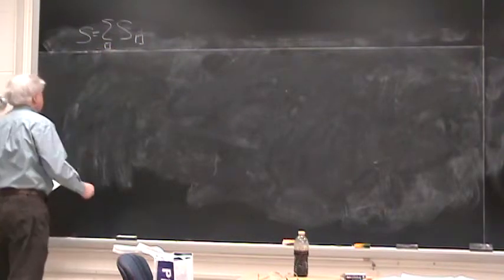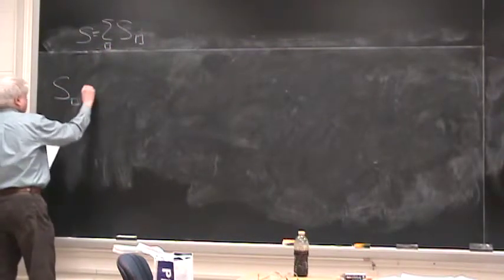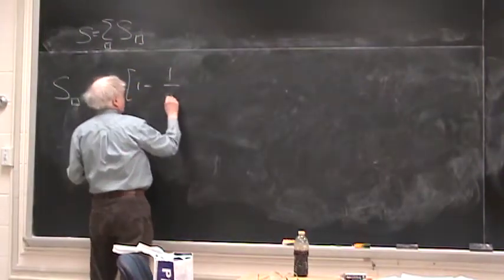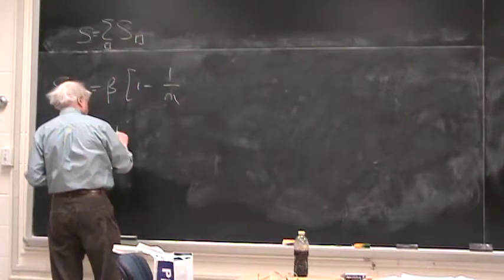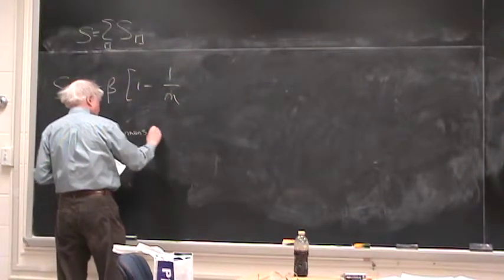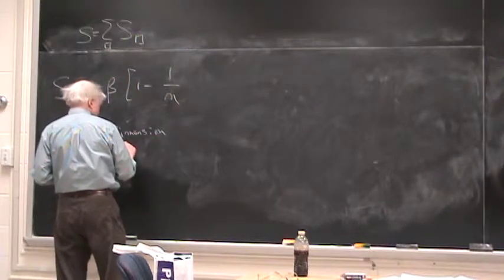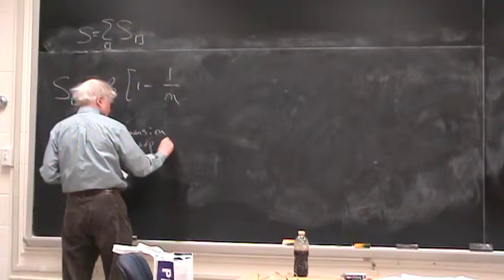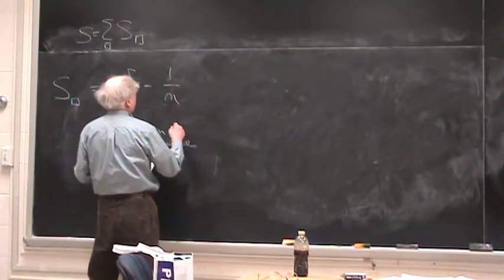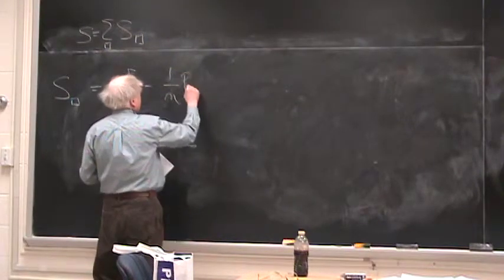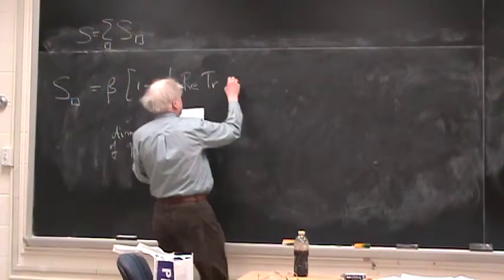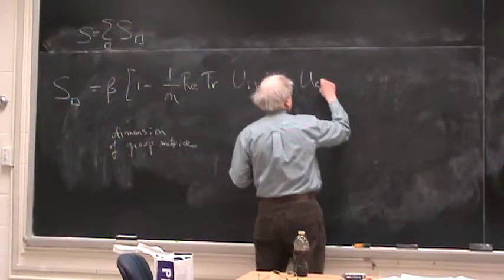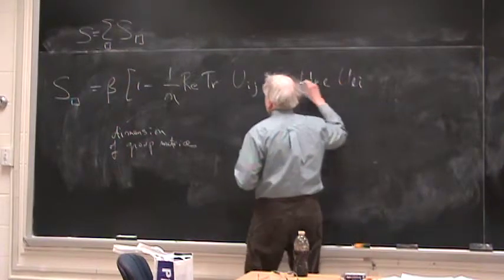summing over the plaquettes, and the plaquette action we took as some beta, 1 minus 1 over n, this is the dimension of the group elements. Or the representation, effectively, and then a real part of the trace, and then uij, ujk, ukl, uli.